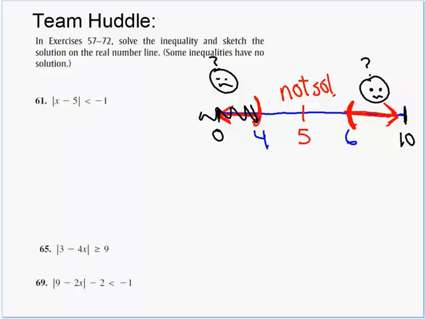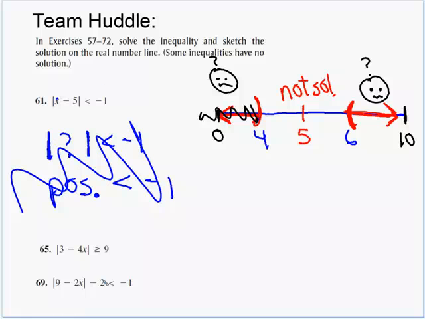Another thing to look at, it's kind of a common sense thing, but it's real easy to skip by. Ignore what's in the bars. We have the absolute value of something is less than a negative number. We know that no matter what goes on in the bars will make that into a positive. Is a positive number ever less than a negative number? No, it just doesn't happen. So that is no solution. 61 is no solution.